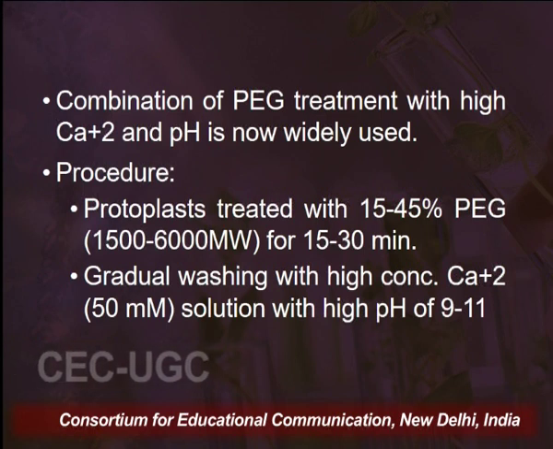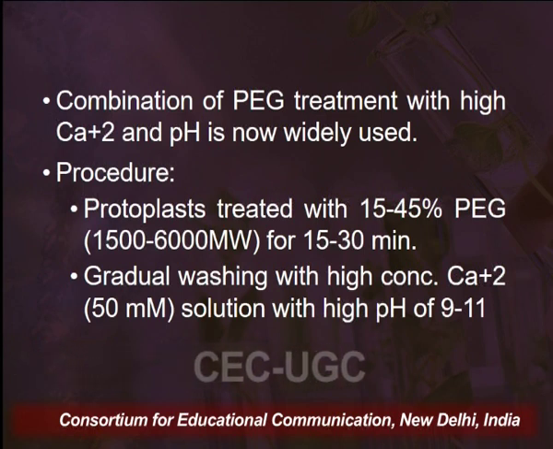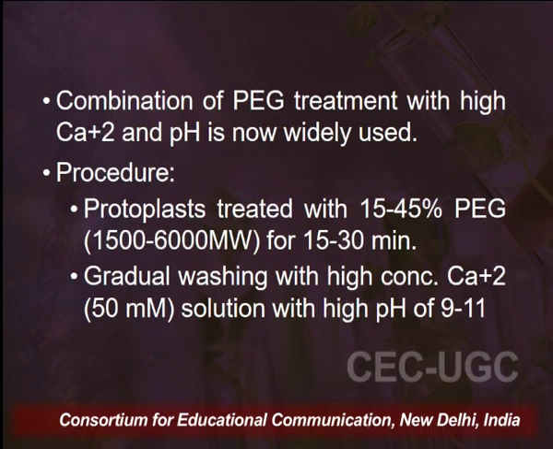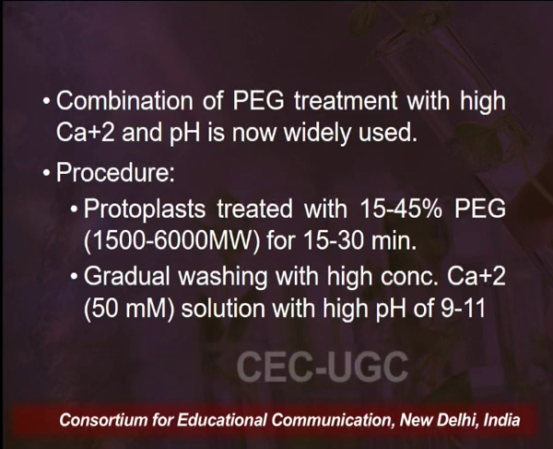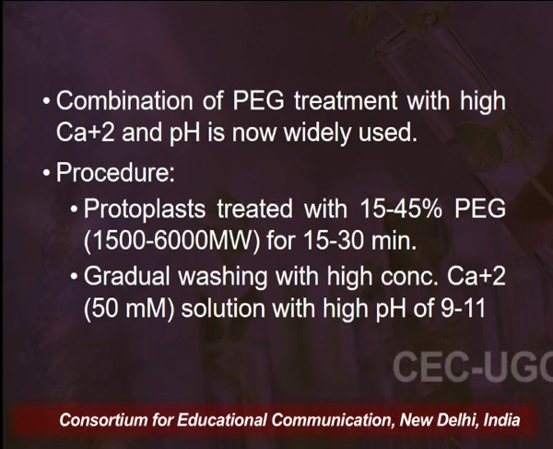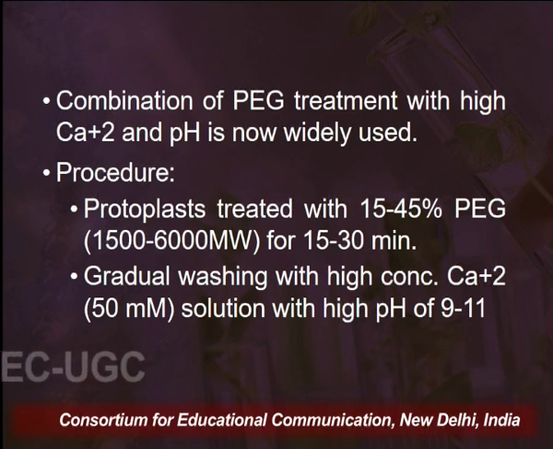Now for that, the procedure was: protoplasts were treated with 15 to 45% polyethylene glycol having a molecular weight of 1500 to 6000 for 15 to 30 minutes, and then gradual washing with a high calcium ion concentration solution with an alkaline pH was done.